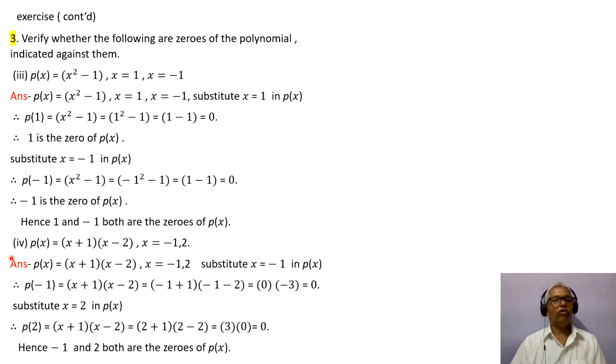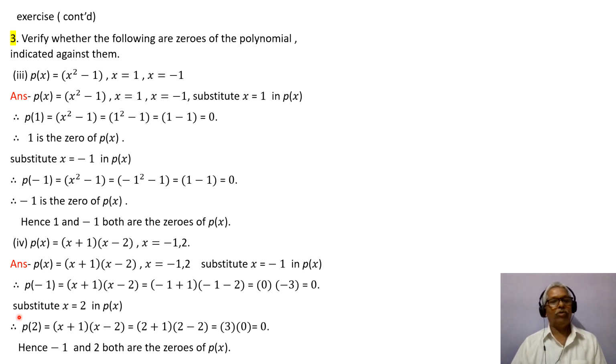Okay. Now fourth one, p(x) equal to x plus 1 in one bracket and x minus 2 in another bracket, and check the values for x equal to minus 1 and 2. Answer: write the whole expression again, and now substitute x equal to minus 1 in p(x). So we have done it here, p of minus 1. Before substituting, we have copied down the expression. Now in place of x it is minus 1 plus 1, and again minus 1 minus 2. So this is 0 into minus 3, that is 0.